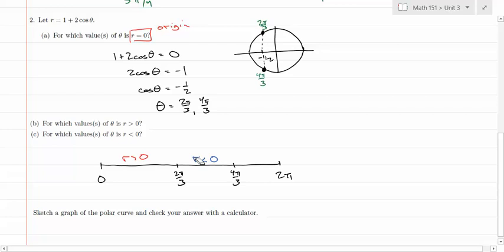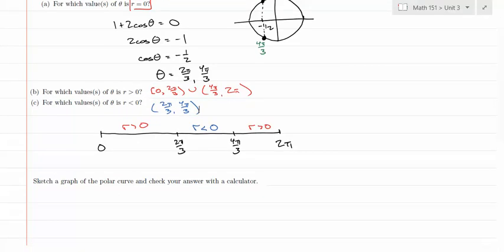If you move on to bigger than 4 pi over 3, you'd be plugging in a theta value down here on the unit circle, and cosine theta would be positive. Again, r would be positive. So, to answer the questions here, r is positive from 0 to 2 pi over 3, and then also from 4 pi over 3 to 2 pi. R is negative between 2 pi over 3 and 4 pi over 3.